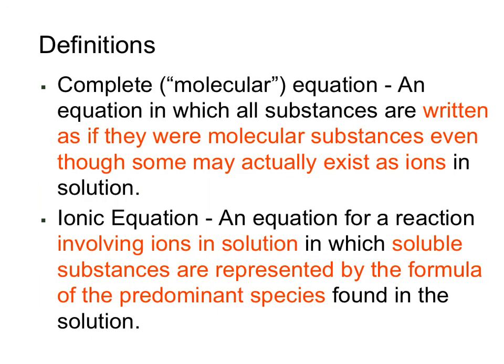We will write precipitation reactions in a couple of different ways. We have what we call the complete or molecular equation, which is an equation in which all substances are written as though they are molecular substances, even though we do know that some may actually exist as ions in solution. This will make a little bit more sense when we write this out in just a minute. We also have what we call ionic equations, which is the more realistic depiction of what is actually occurring, since ionic equations show us the ions that are actually in solution in our reaction.